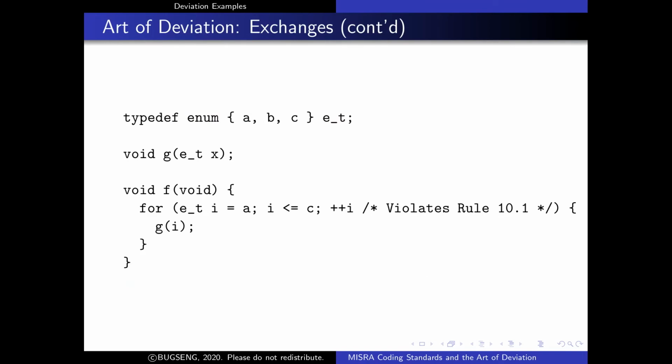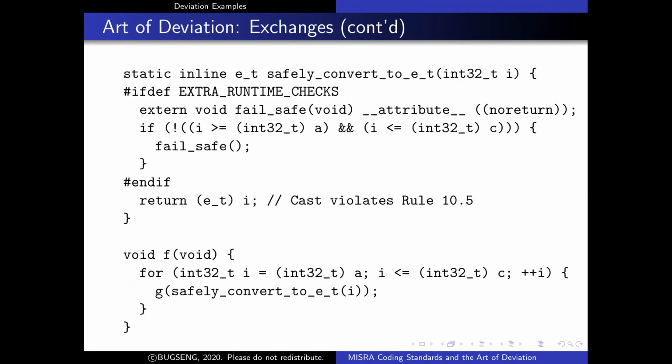However, when we use the pre-increment operator here, we are violating rule 10.1, which says that you should have an appropriate essential type for each operator. In the case of the pre-increment operator, you need to have an integer, not an enumerated type. So this is a violation. Instead of deviating rule 10.1 in this for loop, and maybe in 10 or 100 other places throughout the code, a sensible thing to do is to change the code as follows.